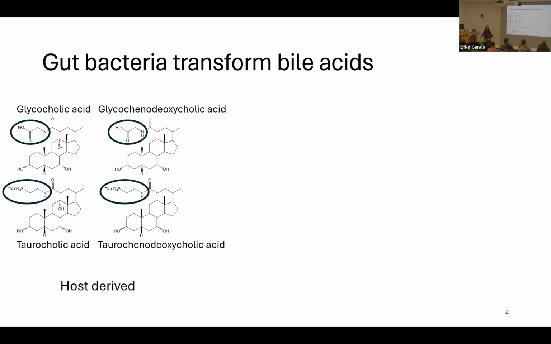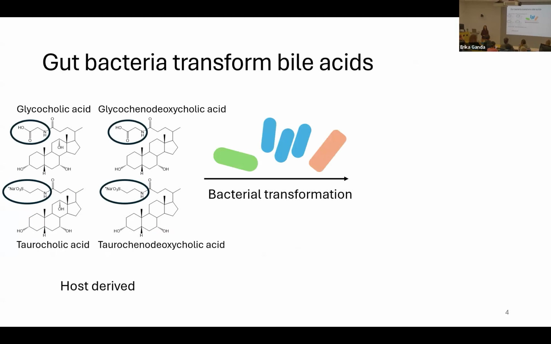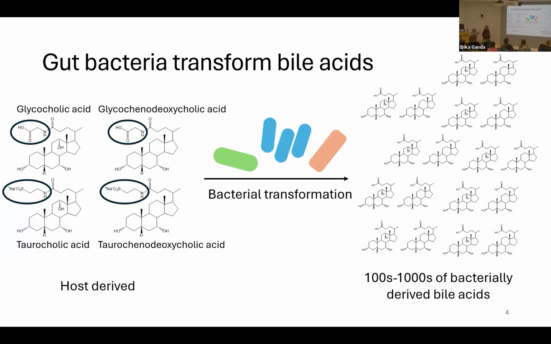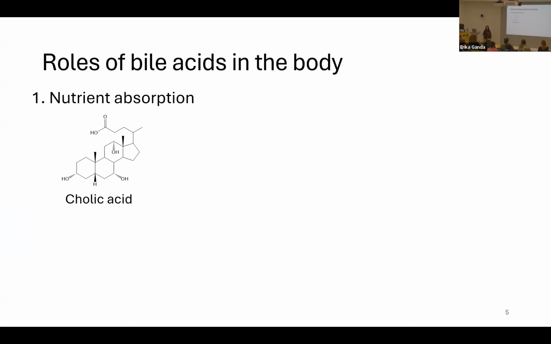And if you take nothing else from this presentation, I hope you can appreciate that these four conjugated primary bile acids that are host-derived, through bacterial transformation, become hundreds or thousands of different structures of bile acids. And these structures are super important because they all have slightly different functions and slightly different abilities to perform the functions that they do in our bodies.